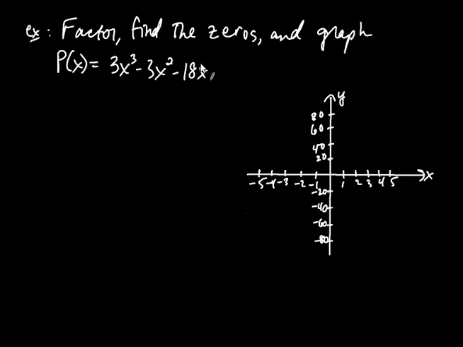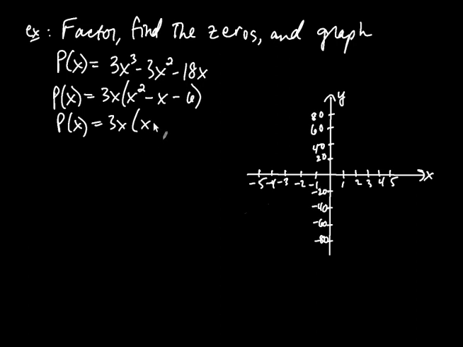So we're going to factor, find the zeros, and graph. The first thing you do is you factor, so p of x is equal to 3x times x squared minus x minus 6. And this can be factored further, so p of x is equal to 3x times x minus 3 times x plus 2. So my zeros: you set the factors to 0, right? I have one 0 when x is 0, another when x is 3, and another when x is negative 2. Those are numbers that cause each of these to be 0.